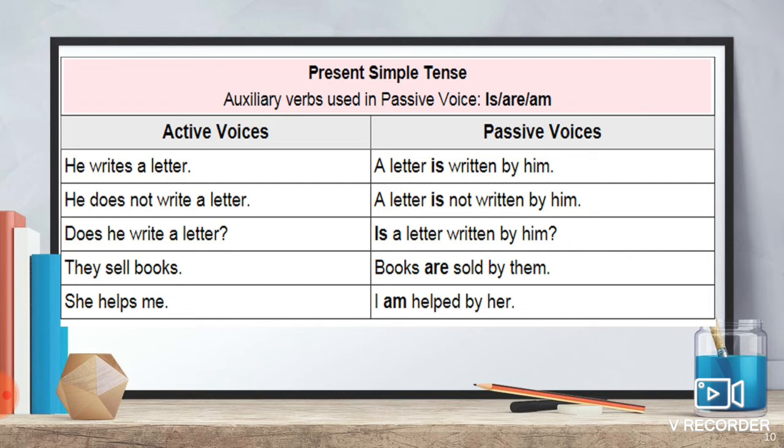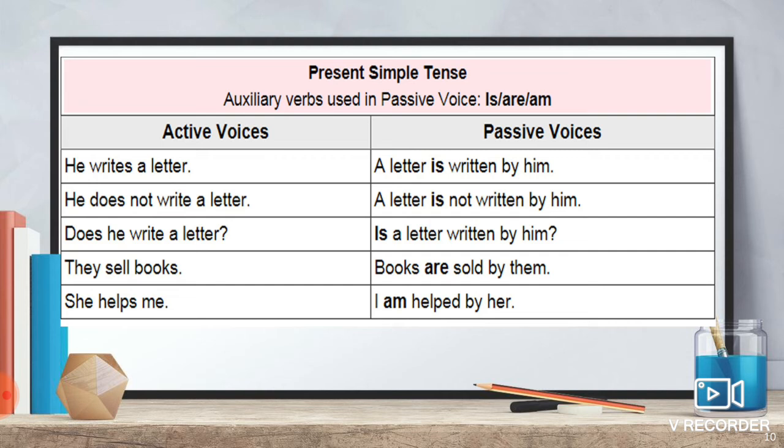And here we have they sell books. This is an active plural sentence, okay? They sell books. Books, because it's plural, jama', it takes the are. Books are sold by them, okay? So we have here be plus verb 3, are sold.